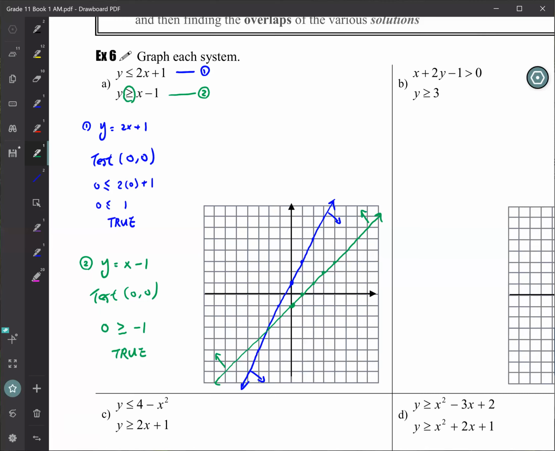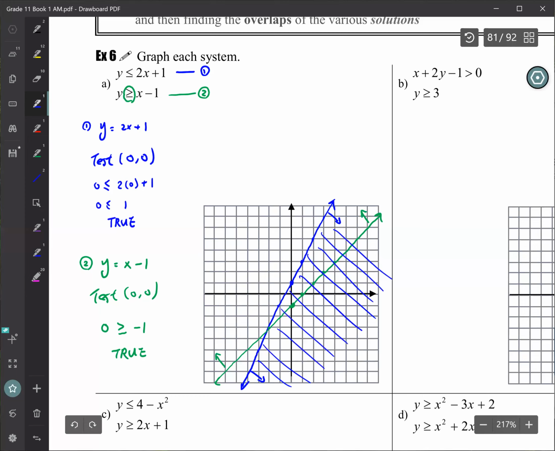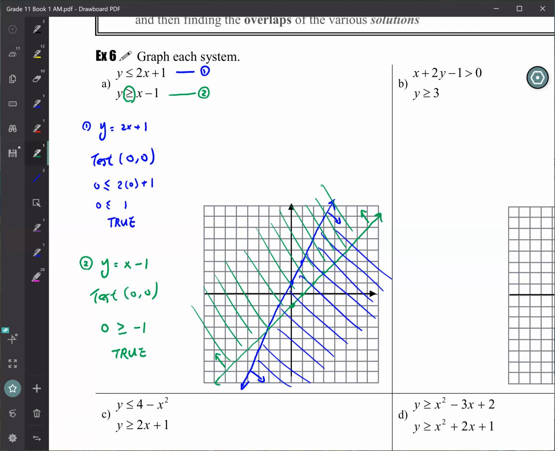So for the blue one is everything here, right? To the right side. For the green one is everything higher than green one. So the part where they both work, where you have green and blue at the same time, is the one in the middle. So the red one is your final answer, okay?